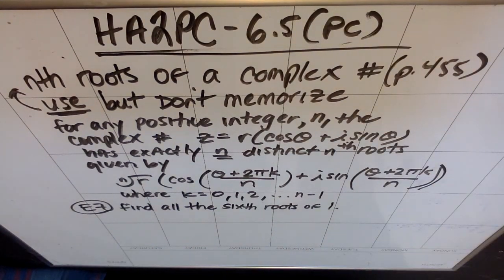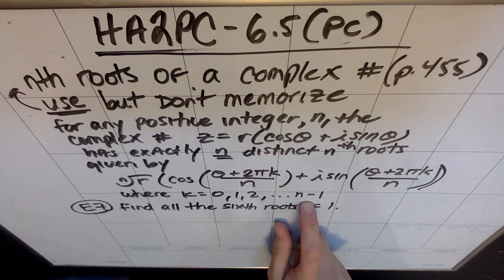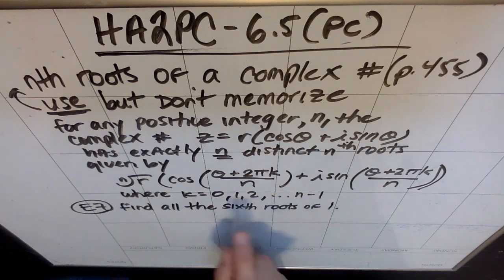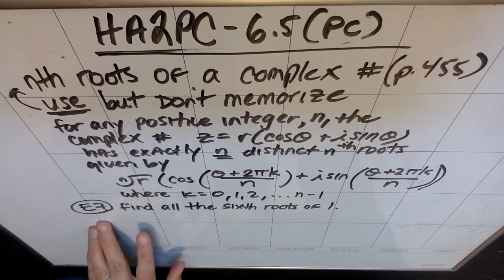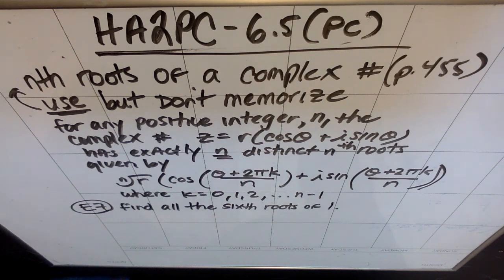Cool. Where k starts with the number 0 and then works its way up until it is 1 shy of whatever n is. For instance, if you want the 10th root, you would go up to 9 here. So there end up being 10 numbers here because you start at 0 and you go 1 shy of whatever n is. So we're going to find all of the 6 roots of the number 1, which is exactly example 7 on page 455 of the textbook, because again, this is a fairly obscure formula and I'm not going to reinvent the wheel here.